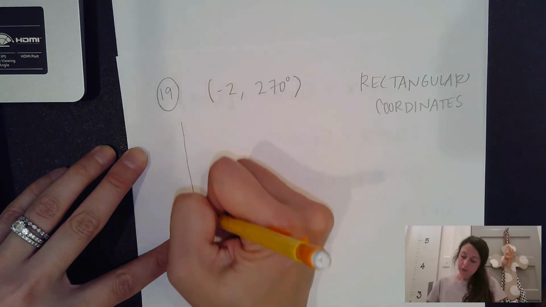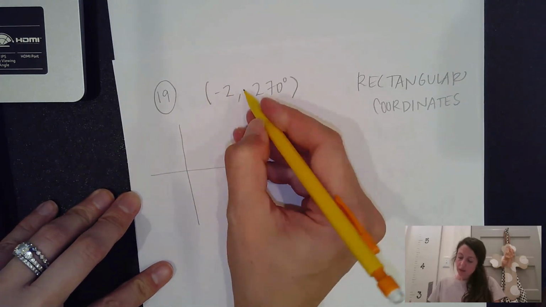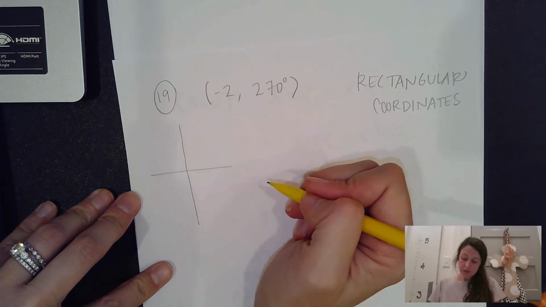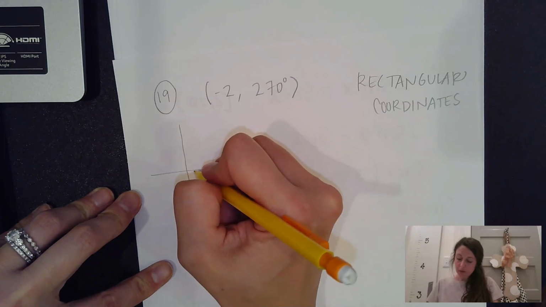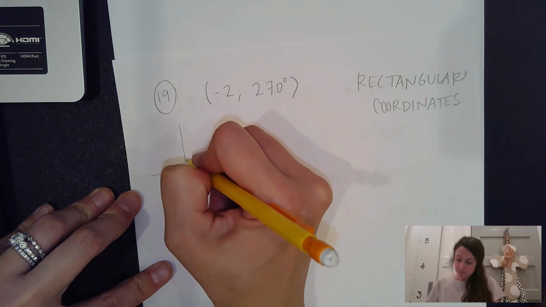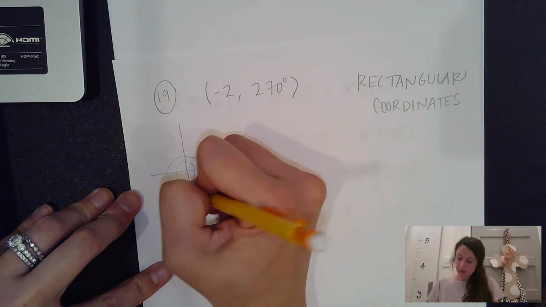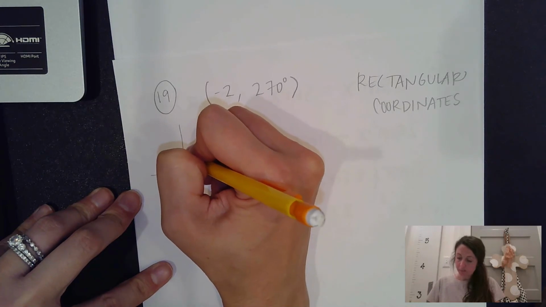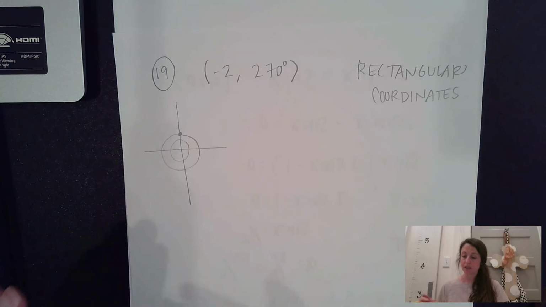Okay, so I've got negative 2 and 270 degrees. Remember we're going to look at a positive 2, and then we're going to go all the way to 270, but then you're going to go back right here. That's where the point is, and now I want to find where that point is going to be on the rectangular.